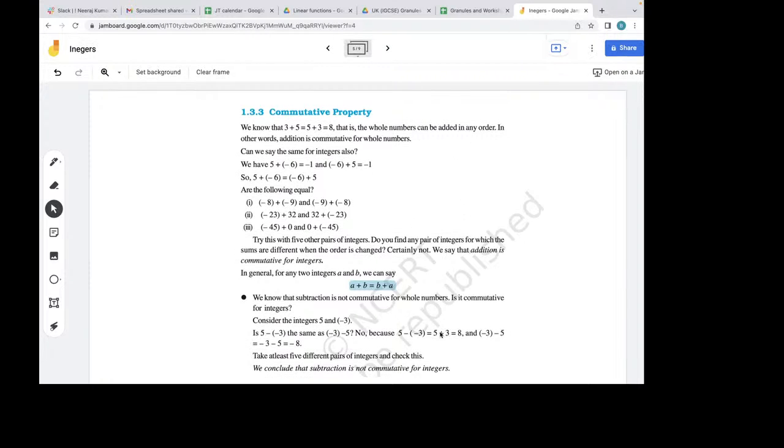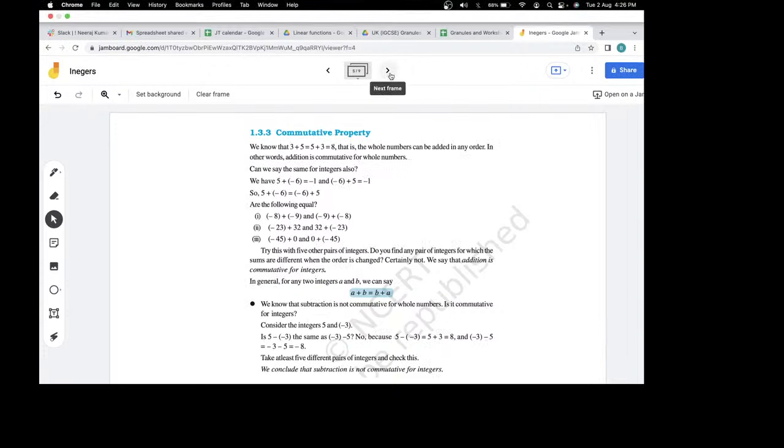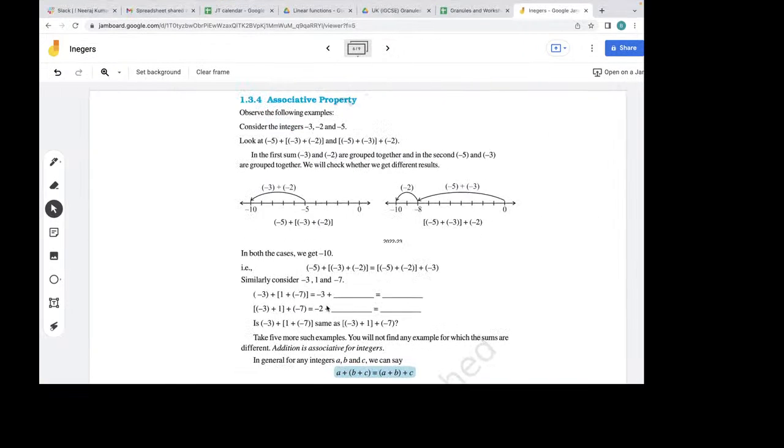Okay, all right. Now we have figured out that it follows closure property of addition, it follows closure property of subtraction. Addition is commutative for integers, but subtraction is not commutative for integers. All right, now let's move on to the next property, which is associative property.